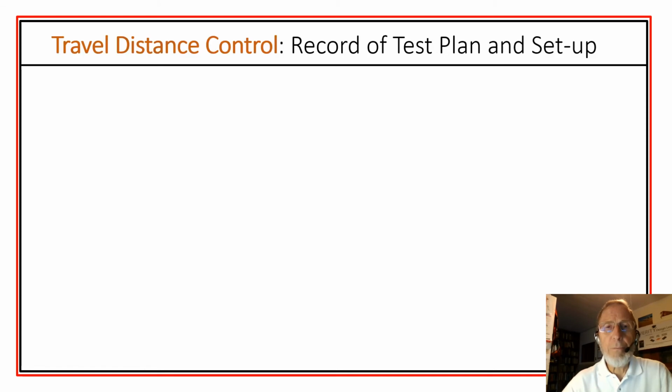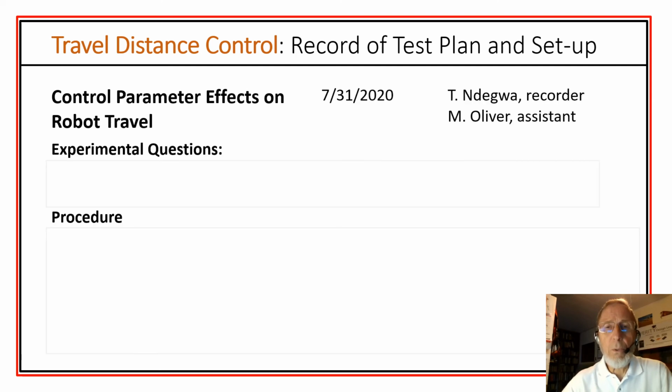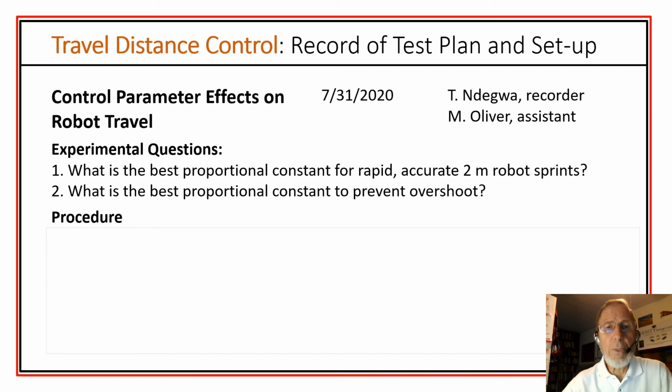Let's look at a third example. If we are looking at controlling travel distance, and this could be where we want the robot to travel a precise distance across a field, stop, and perform a particular function, we need to determine the parameters that give us the precise control that we want. So, what are the questions here? Number one, what's the best proportional constant for rapid, accurate 2-meter robot sprints? So we want the robot to travel 2 meters and stop very accurately.